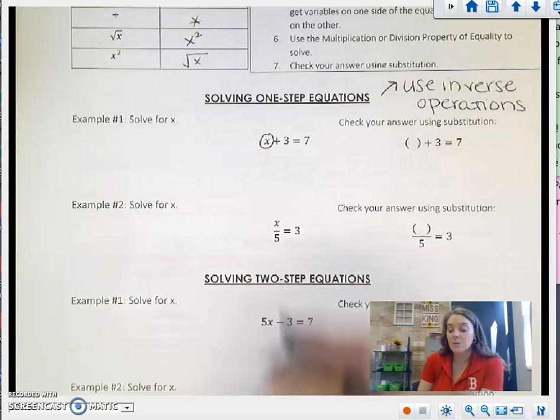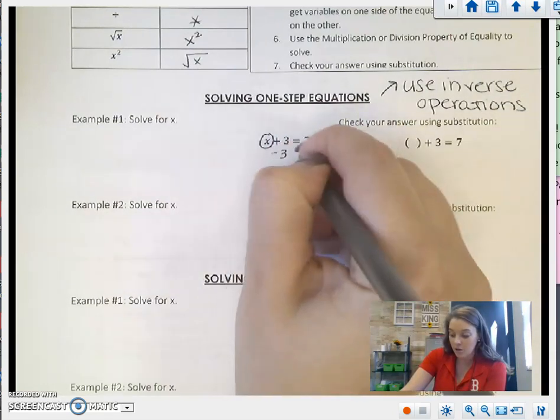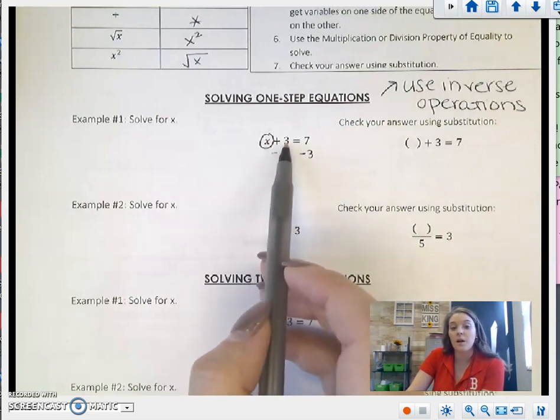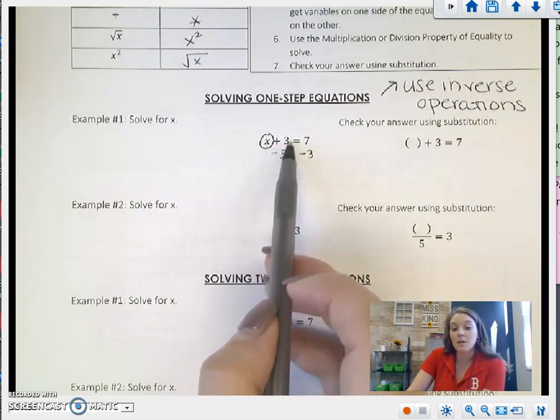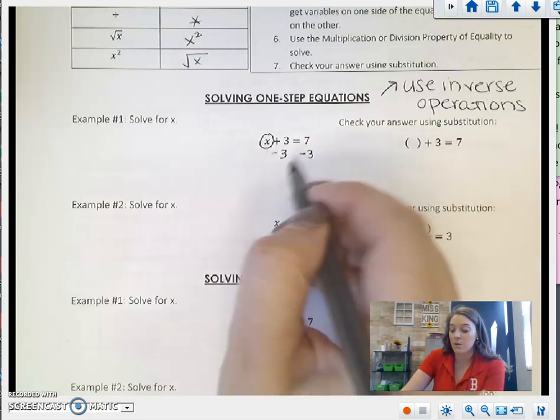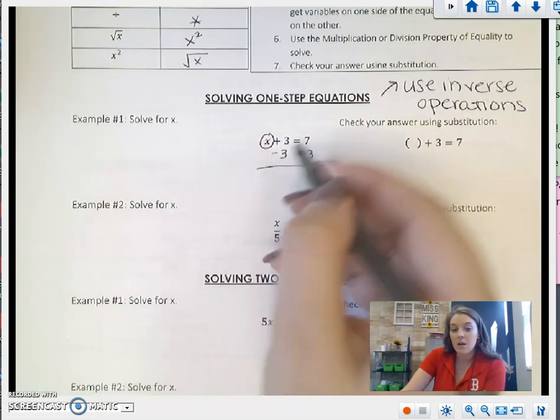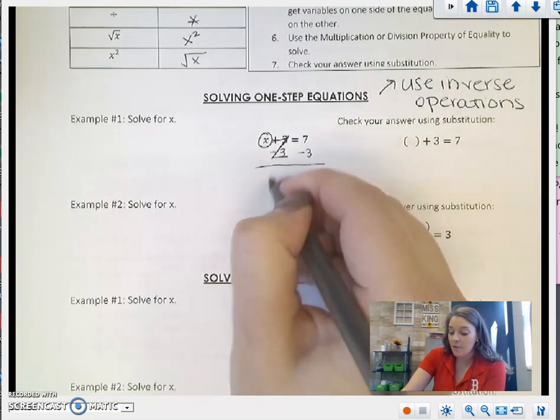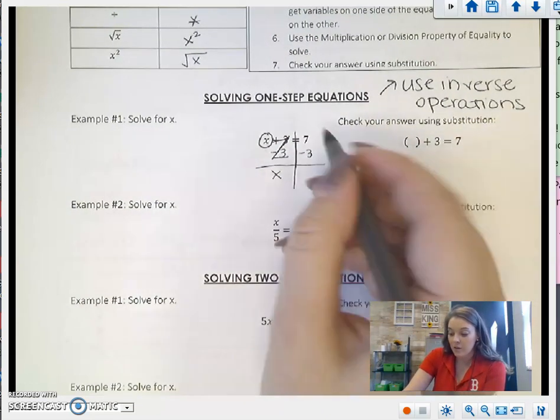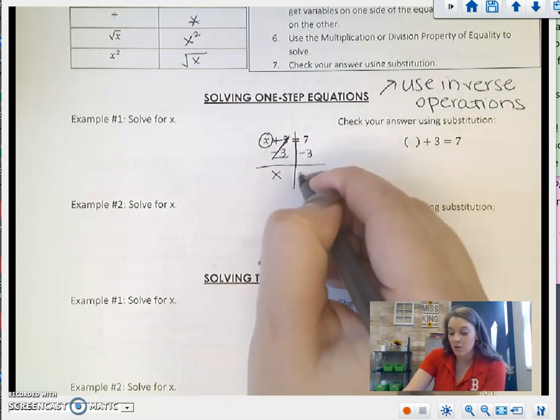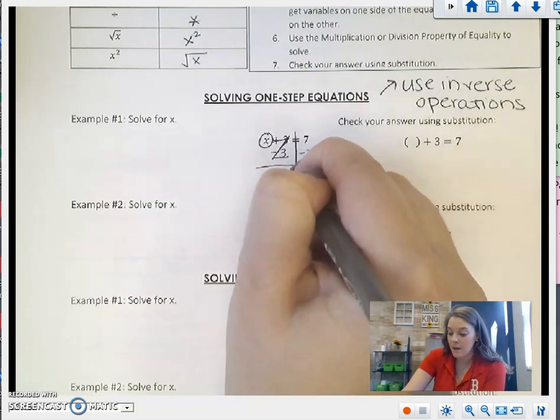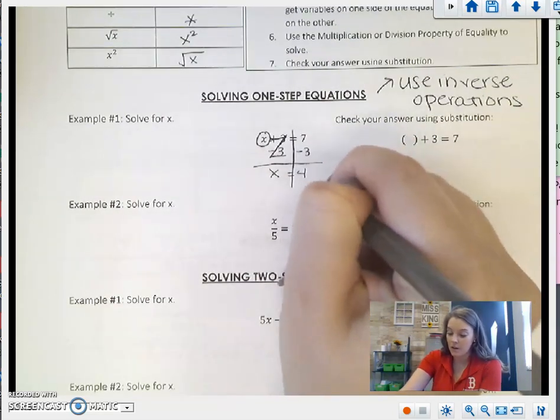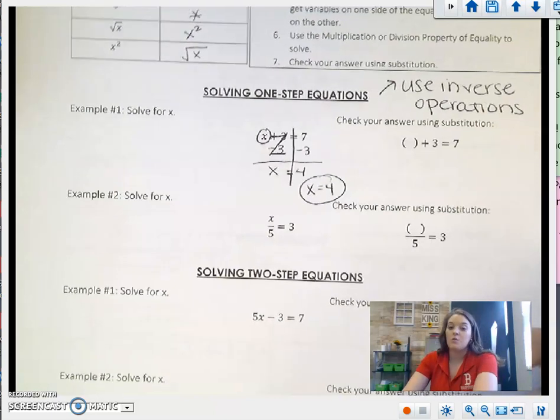So to get the x by itself, I'm going to subtract 3 from both sides. The reason why I'm subtracting is I have x plus 3. Well, to get rid of that plus 3, I'm going to subtract 3 from both sides. Plus 3 and minus 3 cancel out, or zero out, and I'm left with an x on the left, 7 minus 3, which is 4, on the right, and I drop down my equal sign. I get x equals 4. So my final answer would be x equals 4.